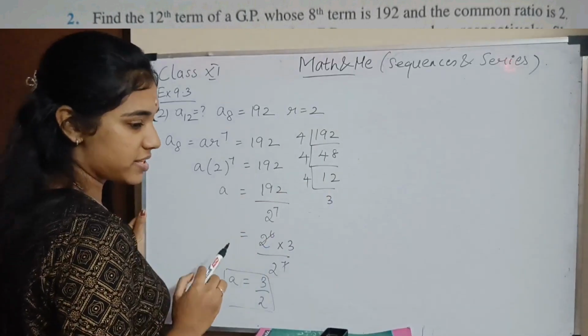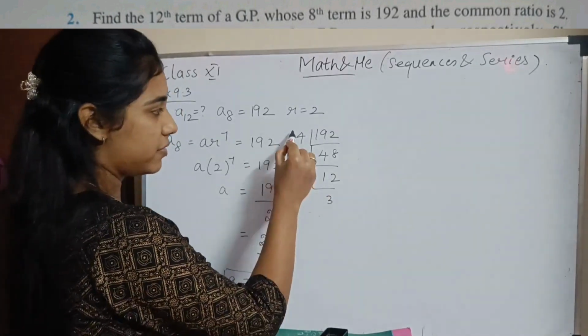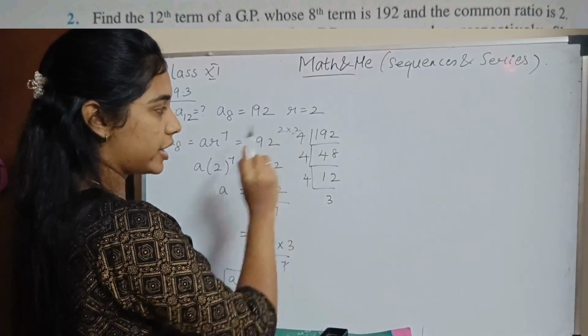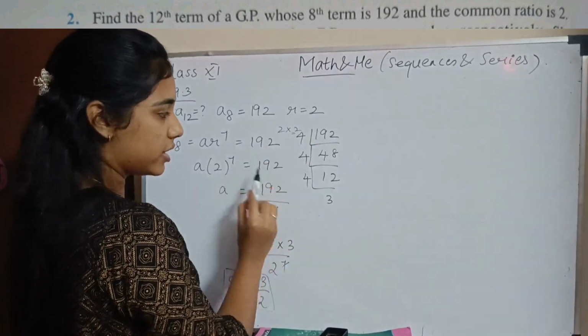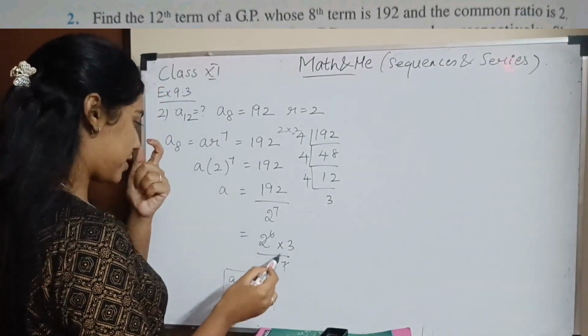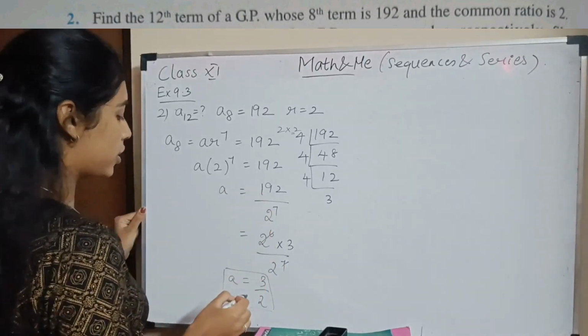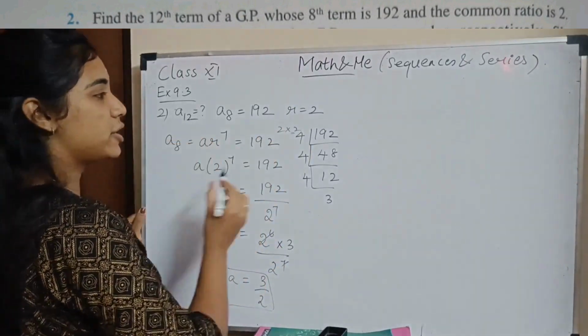I'm doing the prime factorization with a composite number. Shortcut trick: here I have 2 into 2, here 2, here 2, here 2. So in total I have six 2s. 2 to the power 6 divided by 2 to the power 7. I cancel, I have 3 by 2. So if I know what my A is, I know what my R is. I need to find A12.